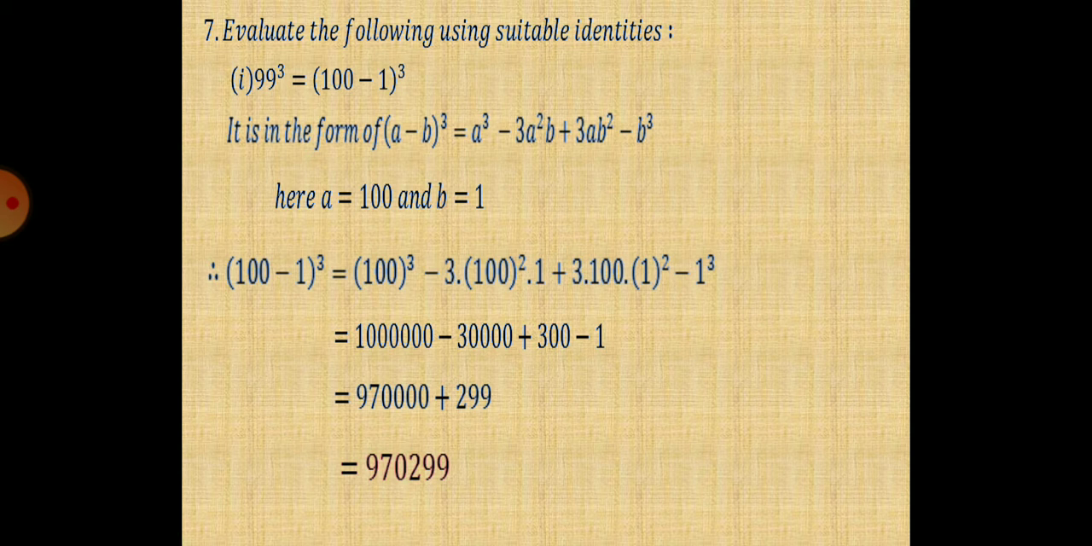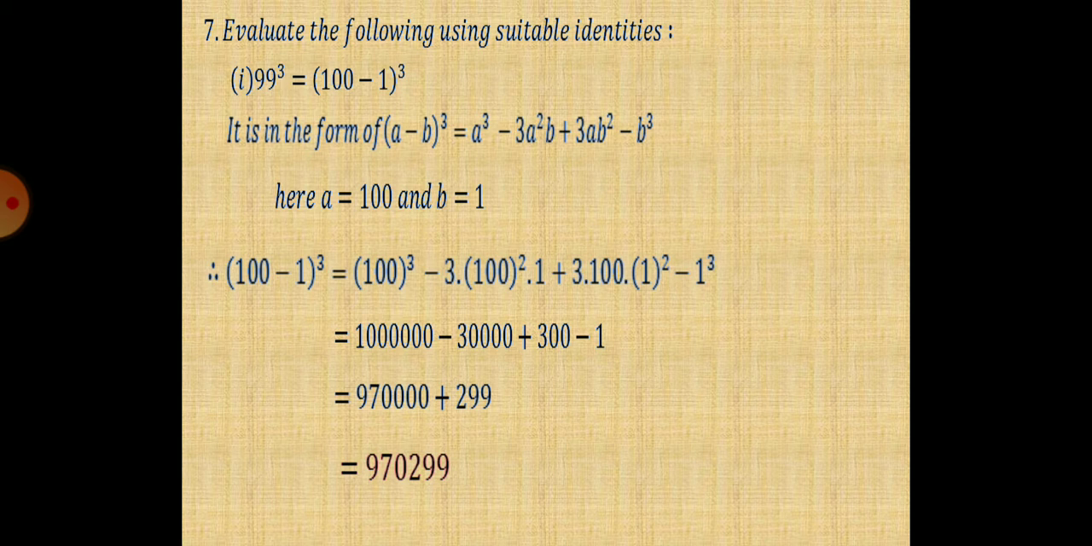100 minus 1 whole cube is equal to a cube means 100 cube, minus 3a square b means 3 into 100 square into 1, plus 3ab square means 3 into 100 into 1 square, minus b cube means minus 1 whole cube. So in cube, instead of 2 zeros, we will get 3 zeros, and the square of 1 is 1 only. So this becomes 1 followed by 6 zeros. In the square of 100, 1 square is 1 only and that will be followed by 4 zeros. So that becomes 3000. And 1 square is 1, so 3 into 100 is 300. 1 cube is 1. So it becomes minus 1.